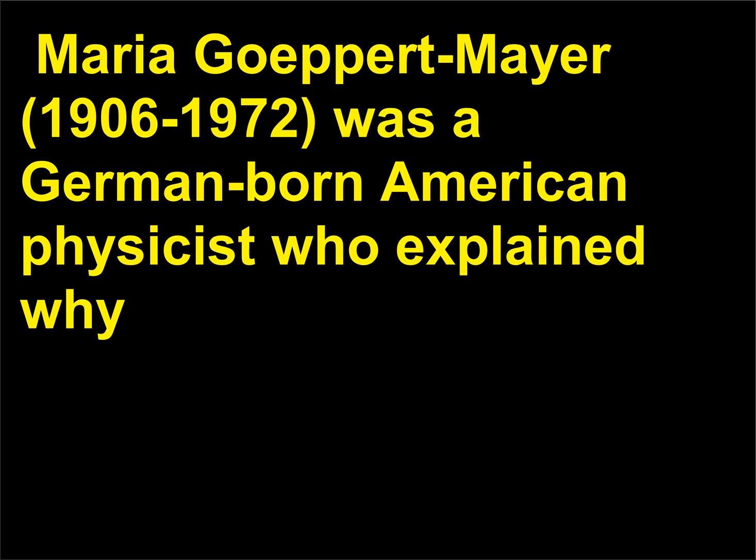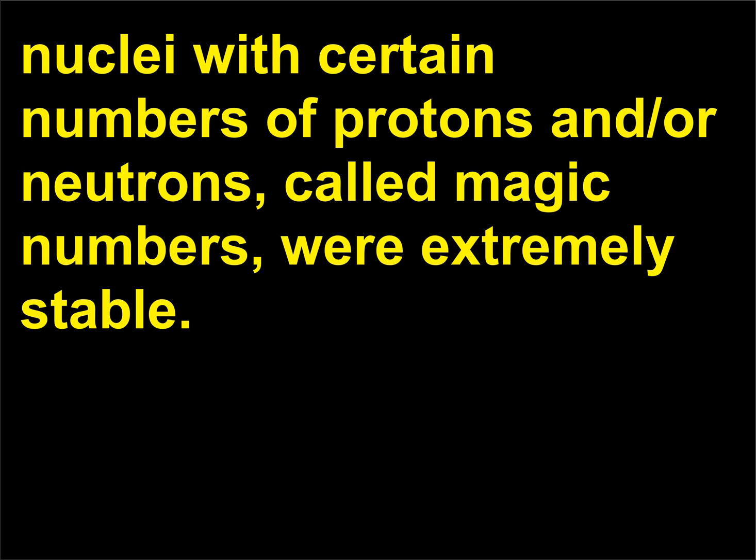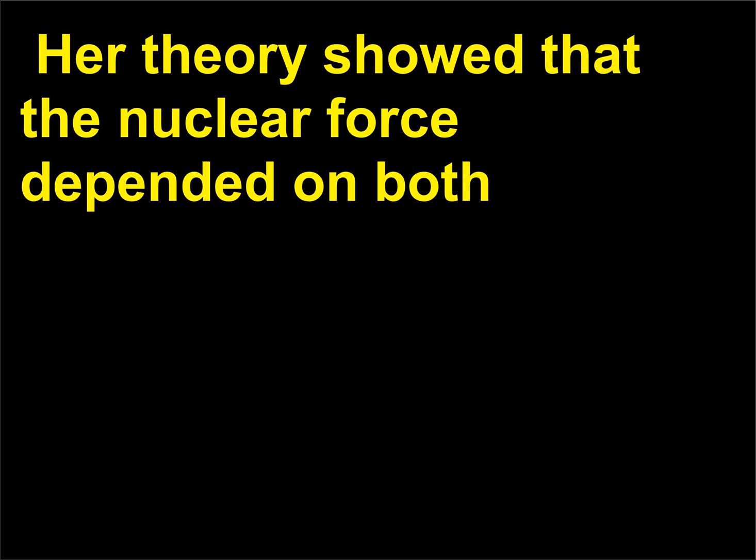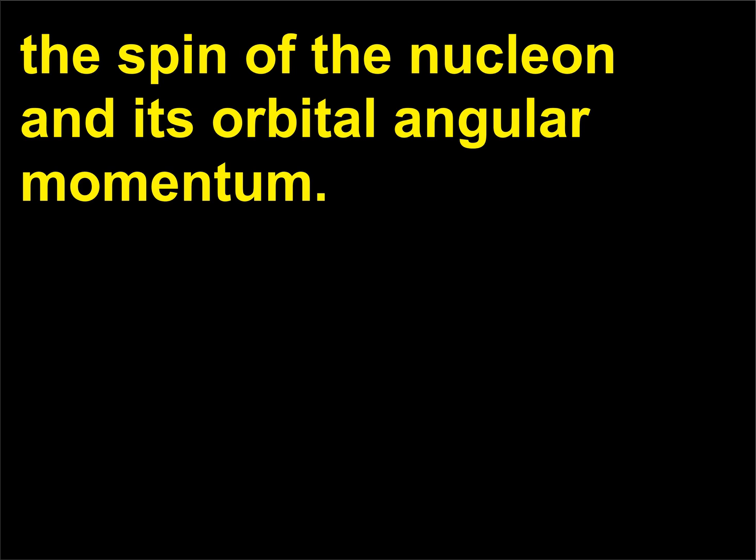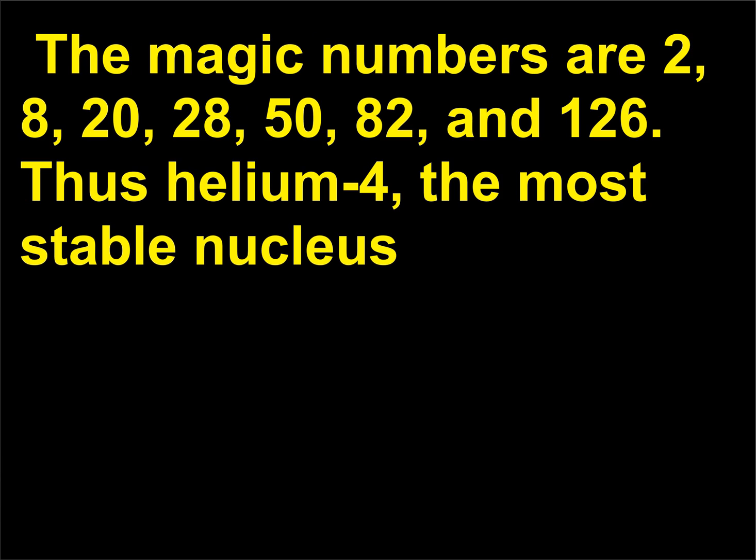Maria Geppert-Mayer, 1906 to 1972, was a German-born American physicist who explained why nuclei with certain numbers of protons and/or neutrons, called magic numbers, were extremely stable. Her theory showed that the nuclear force depended on both the spin of the nucleon and its orbital angular momentum. The magic numbers are 2, 8, 20, 28, 50, 82, and 126.